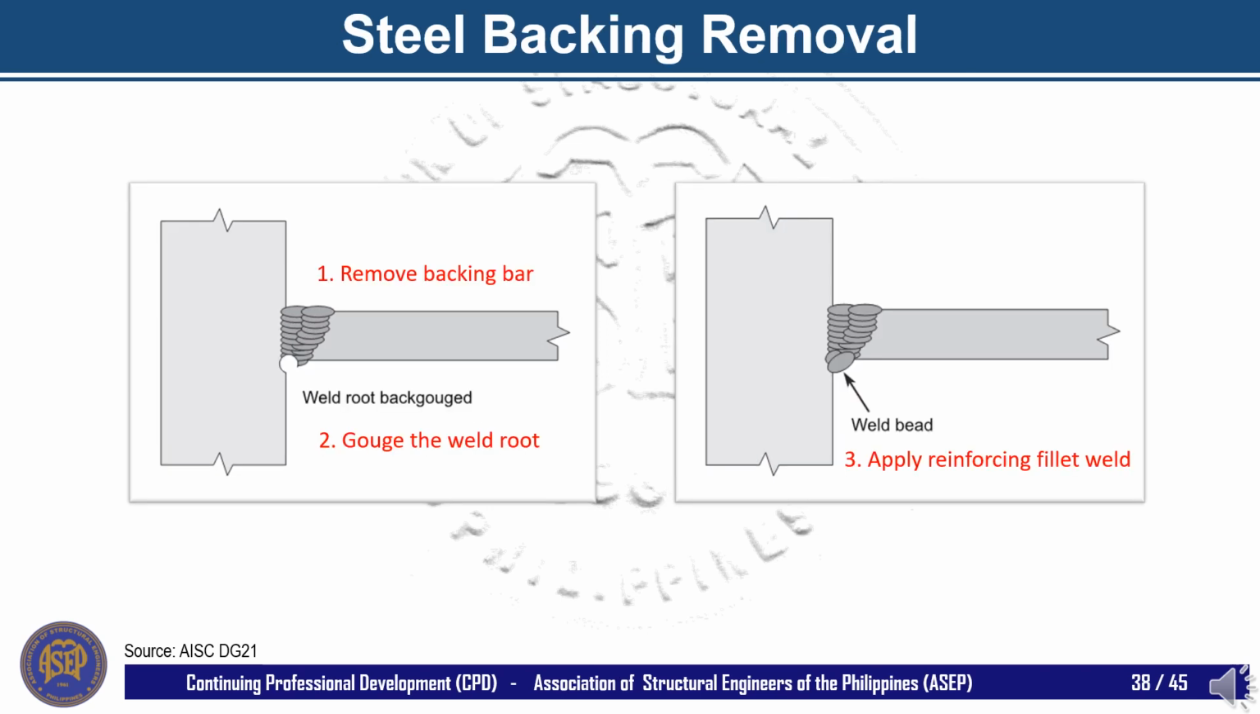To eliminate the stress raiser condition as shown in the previous slide, the process depicted in these two images can be performed. First, remove the steel backing bar. Second, gouge the root of the weld, that's the underside of the flange, to sound metal. And third, add reinforcing fillet weld at the underside of the flange. Note that this is an expensive operation that is typically applied only to the bottom flange connection in special moment frames or SMF.